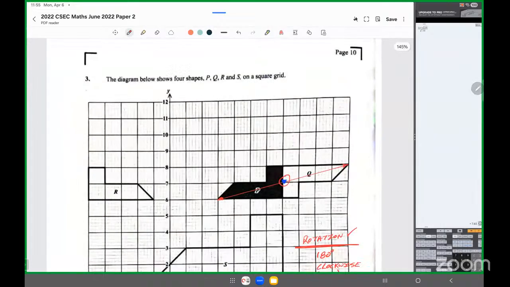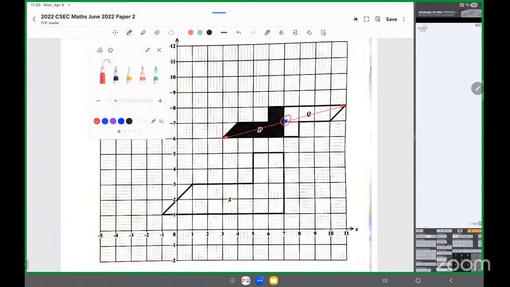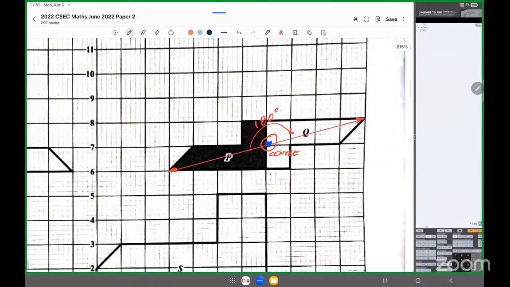Okay. All right, so let's take these off now. Sometimes use the process of elimination, right, guys? So this point becomes the center of the rotation. It's a 180-degree rotation about that point.